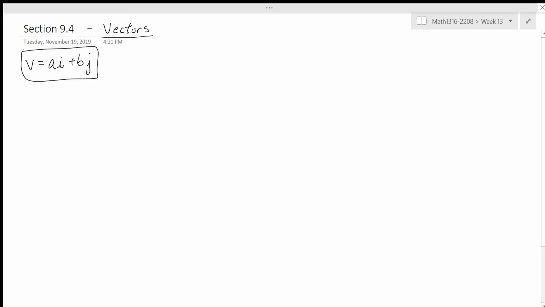And what we'll do is we'll just start with the standard form of a vector. That is the standard form of a two-dimensional vector. And that does say ai plus bj. Vector v, ai plus bj, where the ai is the x component of the vector, and this is the y component of the vector. So far, so good? Okay, next.